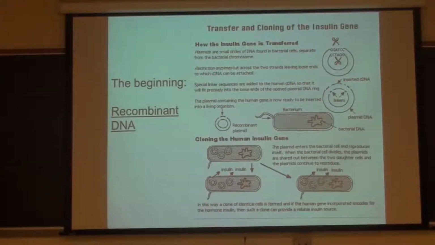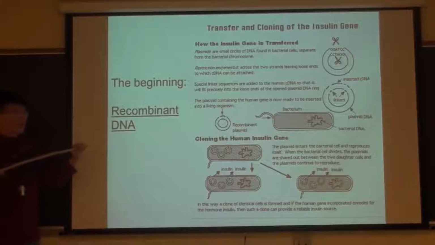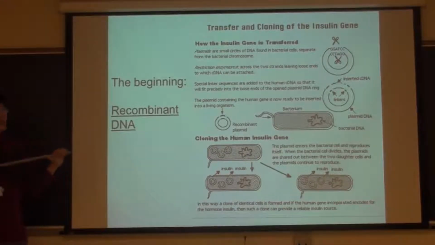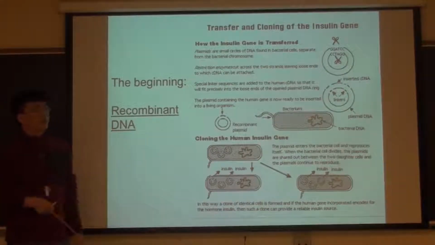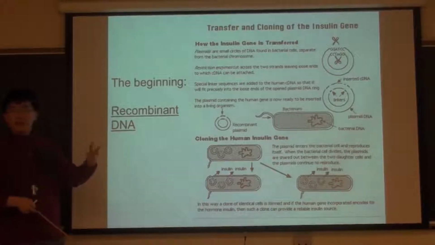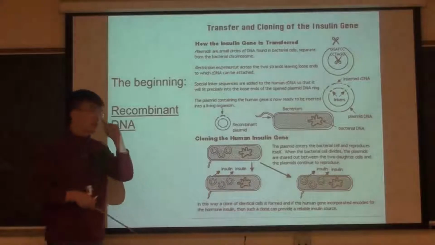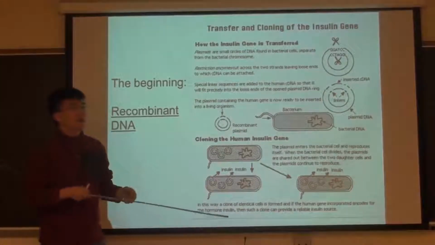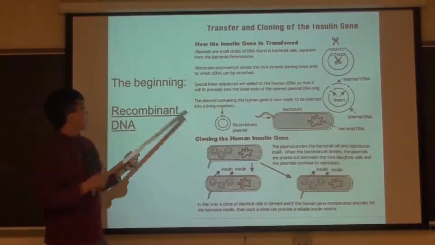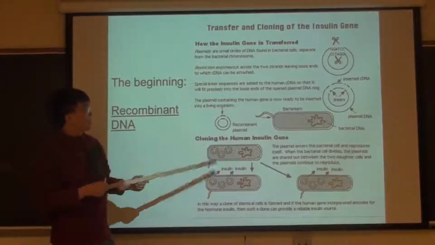Okay, the beginning of genome engineering. That's the recombinant DNA technology. This is really a classical example because insulin is used to treat diabetes, and it used to be very difficult to obtain insulin. But now with recombinant DNA technology, you can make it very easy.